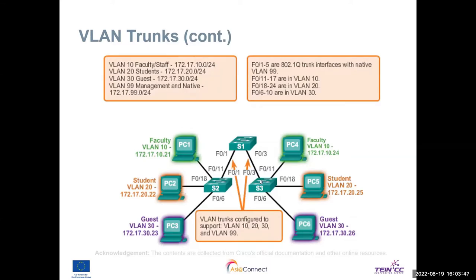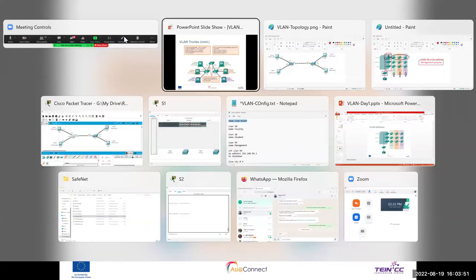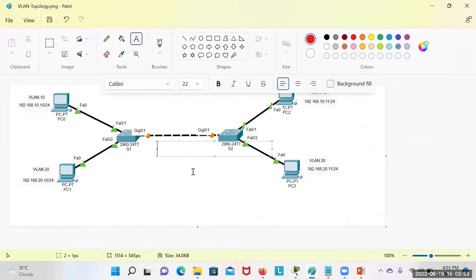Any question? Somebody is raising a question. You see this port? This is actually a trunk port. Trunk port means this port will have all the VLAN data, right? So VLAN 10's data, VLAN 20, and also other VLANs will go through this port. That means this port will have the data of all the VLANs, right?